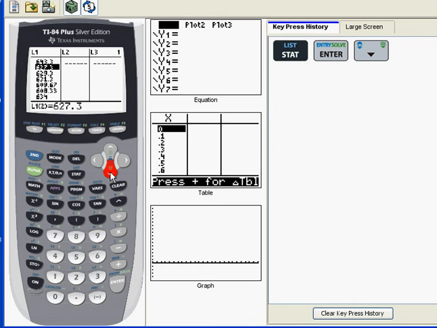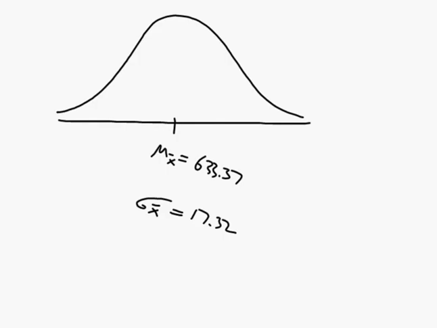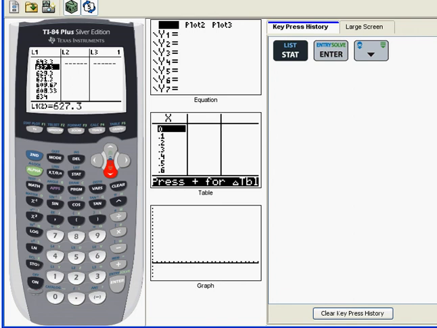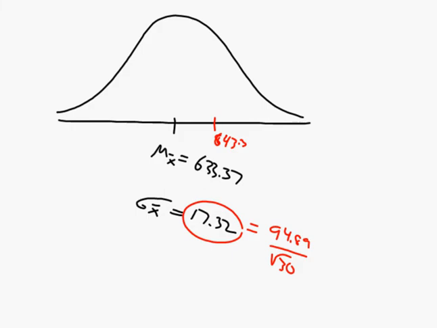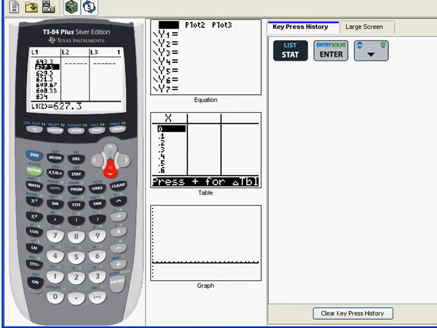And they pulled them from this population that we've been discussing, which has a true mean of 633.37 and a standard deviation of 94.89. Remember, when we look at the sampling distribution, the standard deviation got smaller because we had 94.89 divided by the square root of 30. So let's think about that. There was that 643 number over here. Somebody got a 643.3. And if we look back at our calculator, we had a 627.3. So that's over here, 627.3. And there's a whole bunch of them.